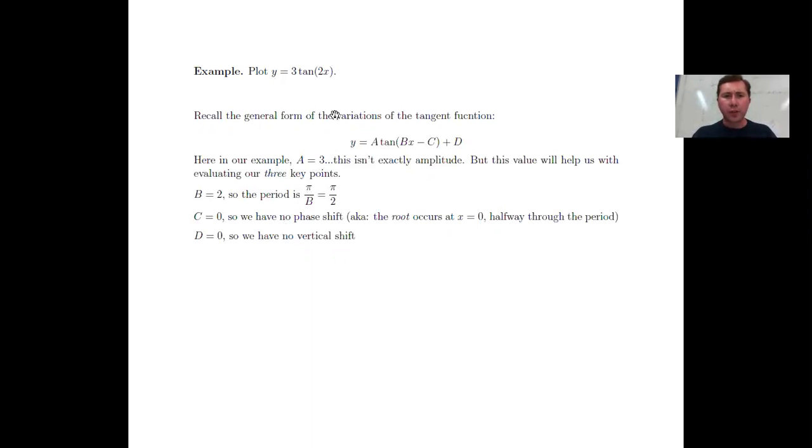We don't have a phase shift occurring in the input of our tangent function, and we also don't have a vertical shift. Since we don't have a phase shift, that means that the root or the midpoint will occur at x equals 0. So we already know that this function will have a point at 0, 0.